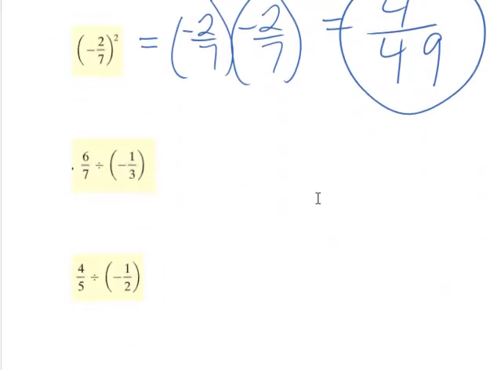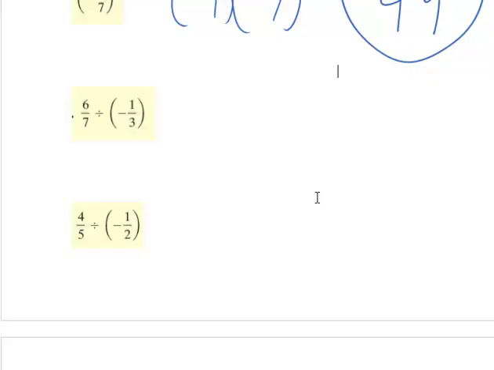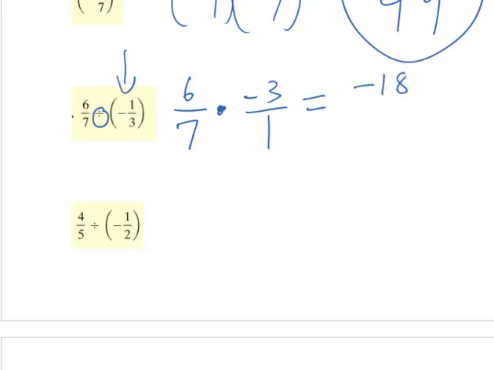Now, the next two problems that I have here are dividing fractions. So if you remember, my first fraction stays the same, 6 over 7. We change the division sign to a multiplication, and then we need to take the reciprocal, or we need to flip the second fraction. So that's going to become a negative 3 over 1. And we'll go ahead and multiply straight across. So that's going to give me a negative 18 over a positive 7. Again, I can't reduce that fraction, so I'll leave it alone.